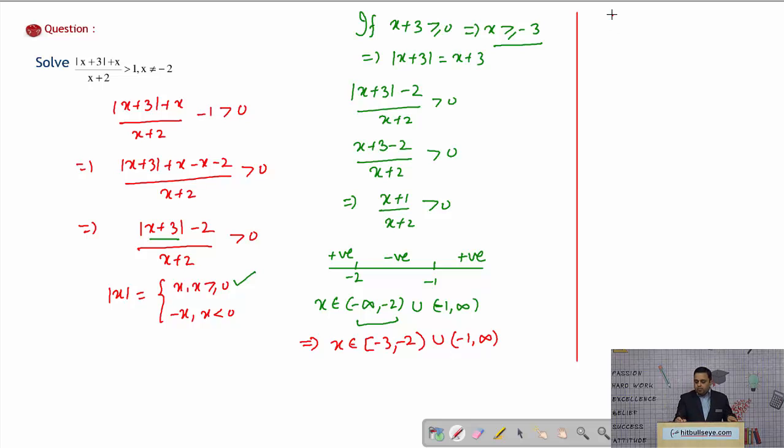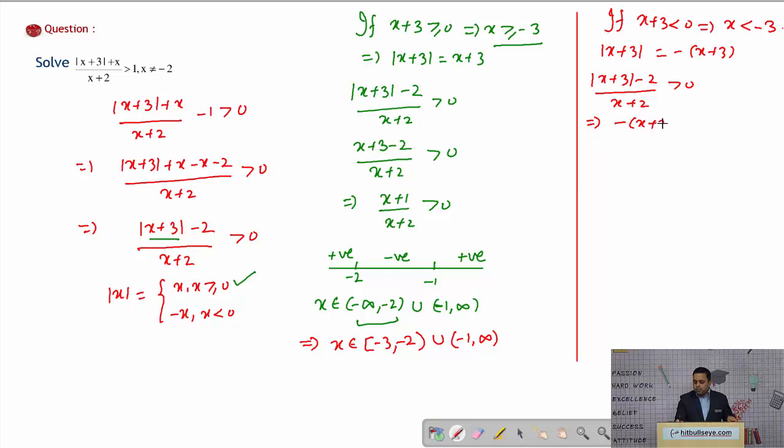Now in the second case, if x plus 3 is less than 0 or if x is less than minus 3. Now in this part, mod of x plus 3 will be equal to minus of x plus 3. So our inequality mod of x plus 3 minus 2 upon x plus 2 greater than 0 will be equal to minus of x plus 3 minus 2 upon x plus 2 greater than 0, or it is equal to minus x minus 5 upon x plus 2 greater than 0.